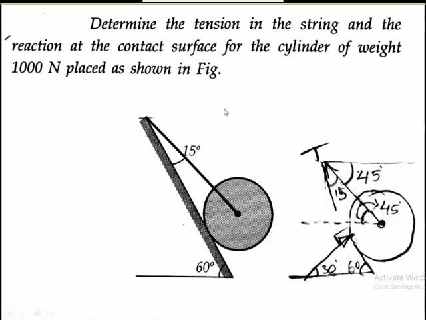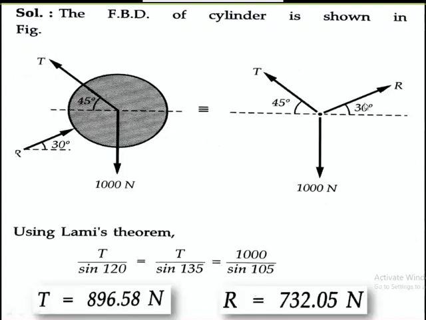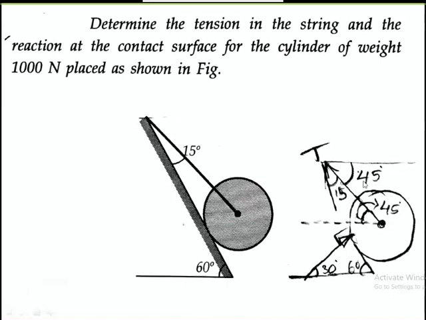And similarly, we need the angle of this string also, with respect to the horizontal axis. What is the angle? If this is 60 degree, this total angle is also 60. Here we have 15 degree, so the remaining angle will be 45. You can see here. I have written it separately. These forces are shifted according to the principle of transmissibility of forces, and I have written the last diagram here. You can see the last diagram.